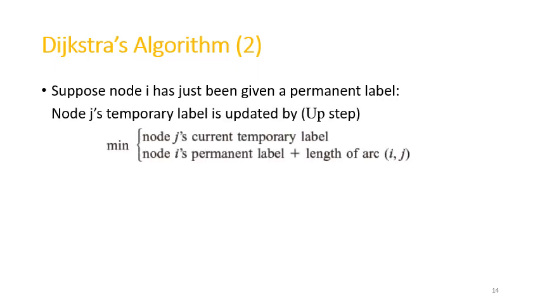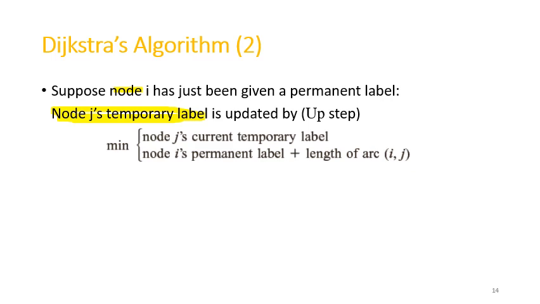Then we need to do the updating step by updating the node J's temporary label. So what is this node J? Node J is any node that is directly reachable from node I. Node I is the one that has just been labeled permanently. Now we need to update all nodes J that are reachable directly from node I. We have seen this procedure before.